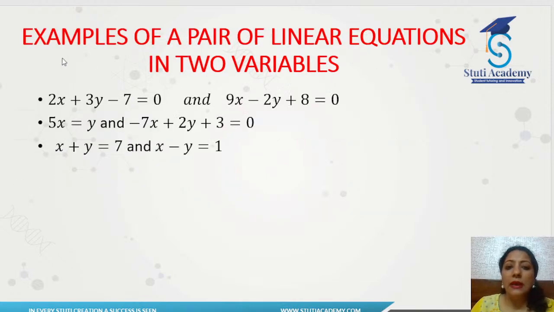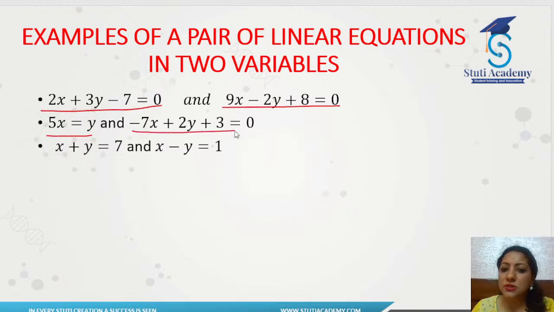Now we have examples of a pair of linear equations in two variables, like we have this and this, they form a pair of linear equations in two variables. We also have another example, 5x equal to y minus 7, and x plus 2y plus 3 equal to 0. Now the third example is x plus y equal to 7 and x minus y is equal to 1.